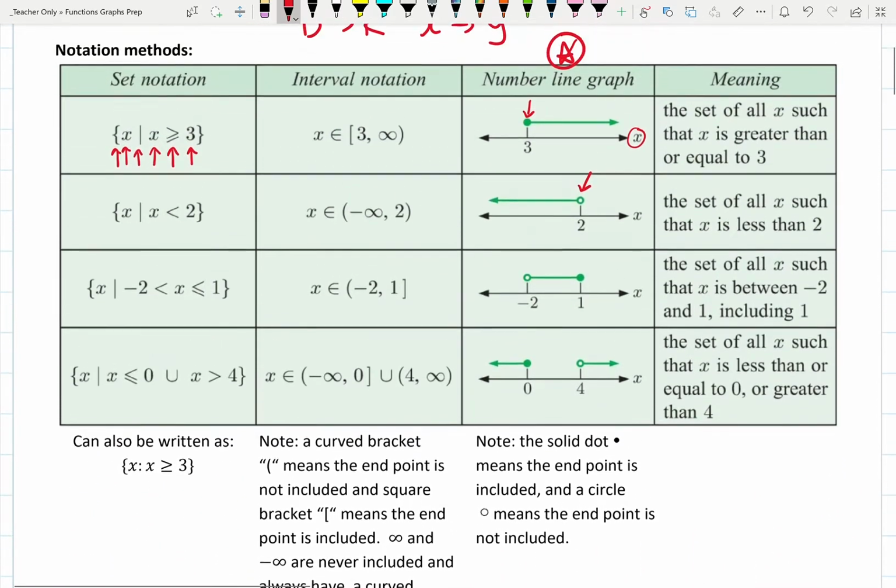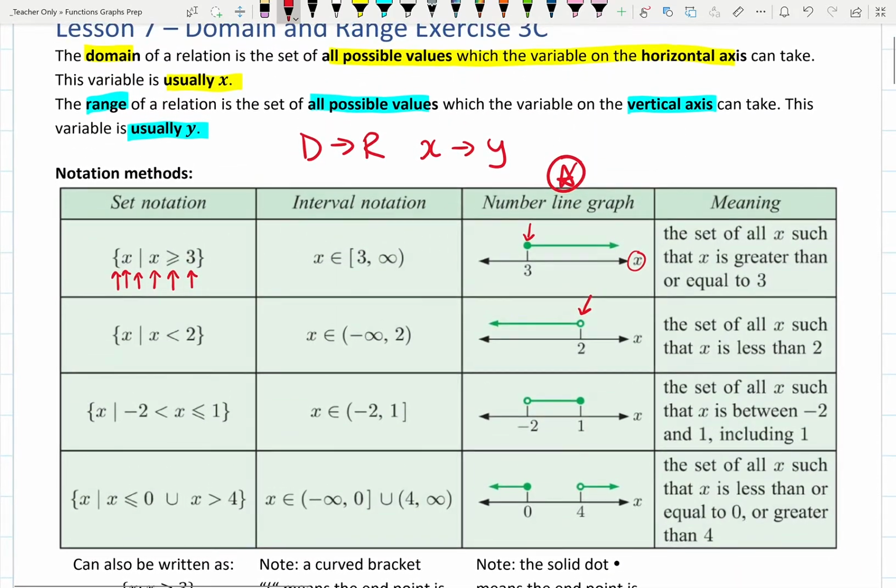That's the version that I personally prefer to use. I'm not going to ask you to specifically use set notation or interval notation, but the other way of expressing that is in interval notation, which is x, and remember the funny e means is an element of. So x is an element of the set of numbers from 3 to infinity.